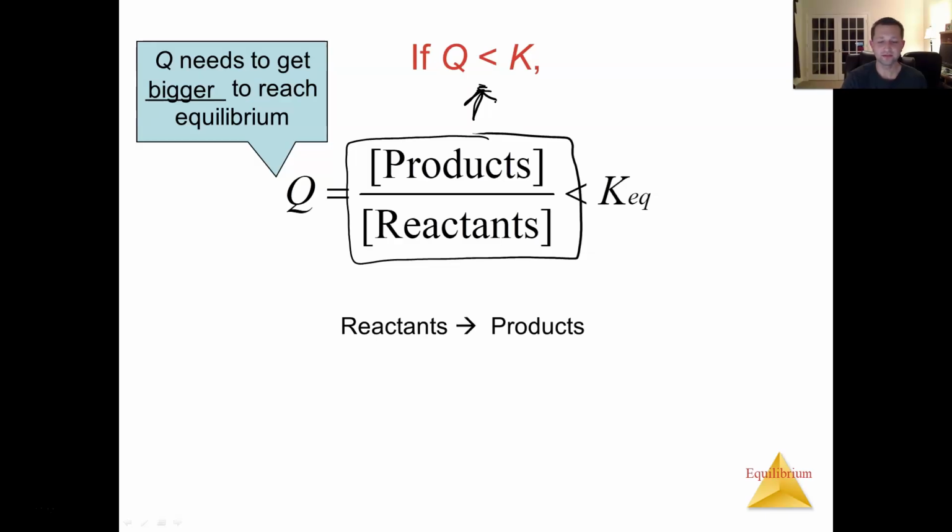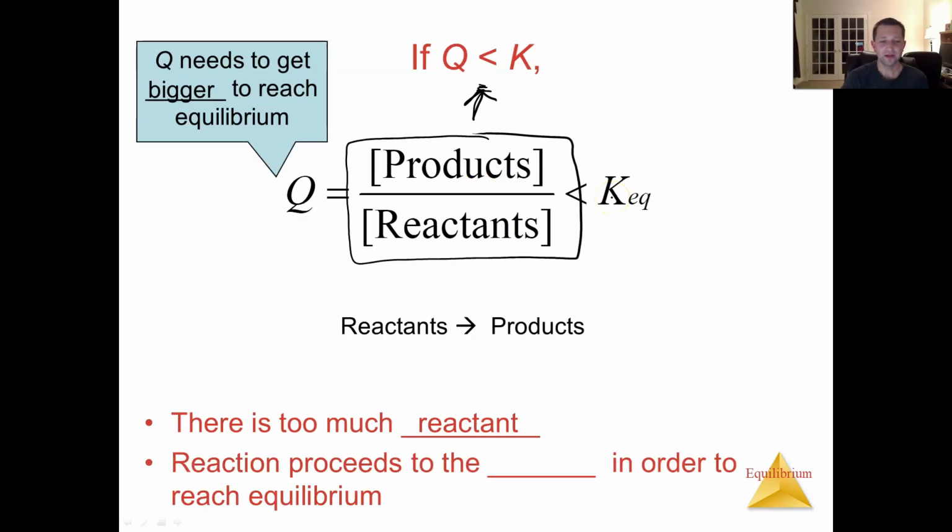Okay, reactants yield products. That's my general setup here. Too much reactant in this case. My Q value is too small, so the reactants are larger than the products. That's how I get a value less than KEQ here. So the reaction needs to proceed to the right.